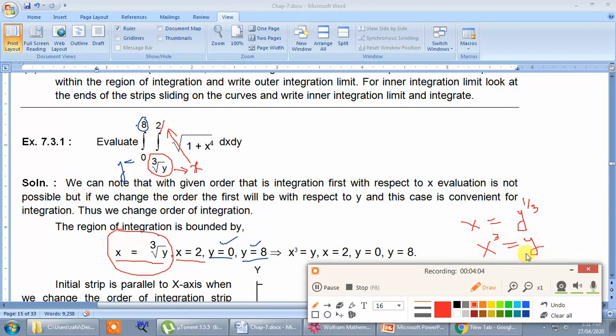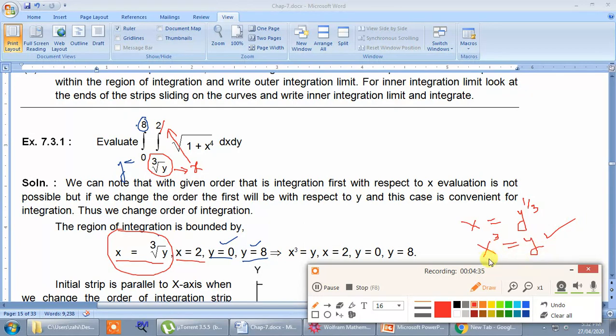Note that this curve is neither symmetrical about the x-axis nor the y-axis, nor about y equal to x or y equal to minus x, but it is symmetrical in opposite quadrants. Why? If you replace x by minus x and y by minus y, the negative will be outside and get cancelled. So we have the same equation of the curve. Therefore this curve is symmetrical in opposite quadrants.